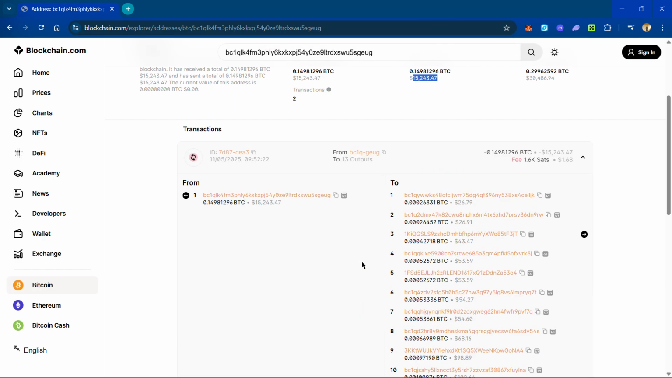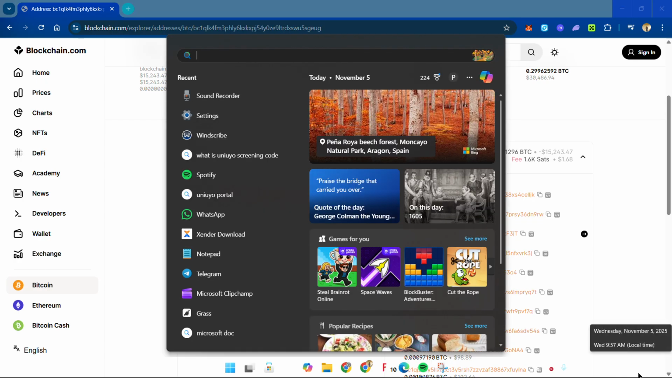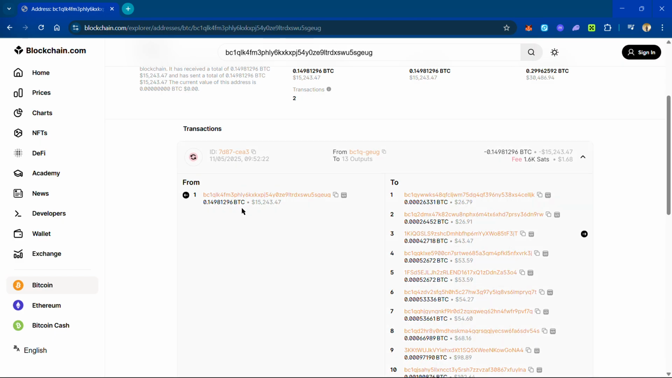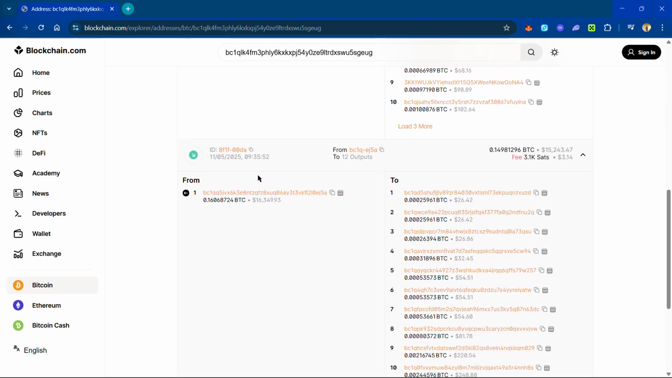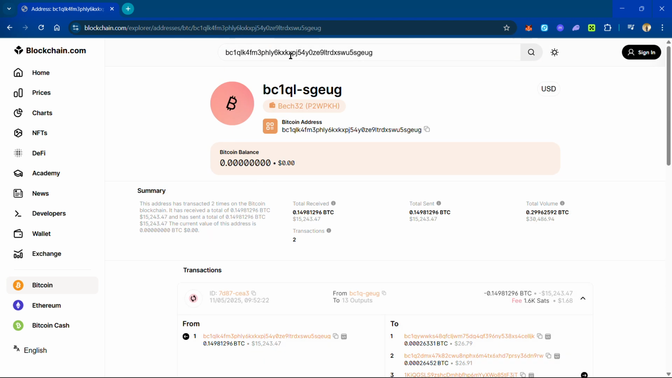The first transaction was done today at 9:57. Second transaction 9:35, as you guys can see. So I think this is some kind of miner's address or something. So let's go back.